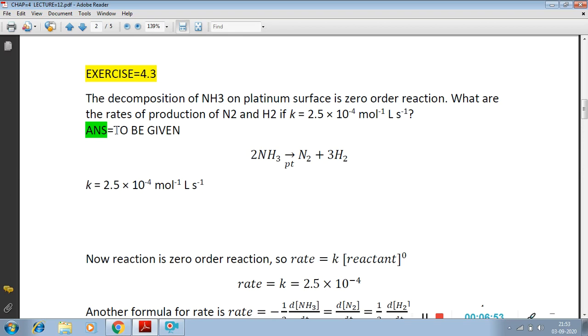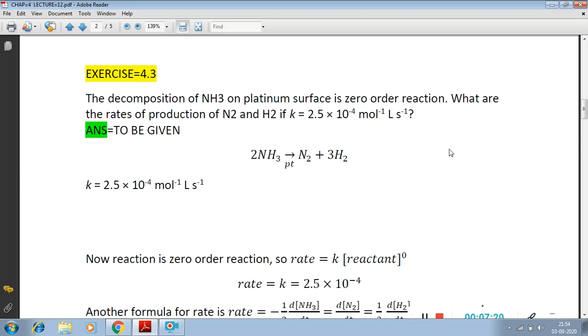Now first of all, understand the question. A reaction is where decomposition of NH3. Here I have written the reaction. NH3 gives N2 plus H2. Now to balance that, put 2 on reactant side and 3 in front of H2. And platinum is our catalyst here.